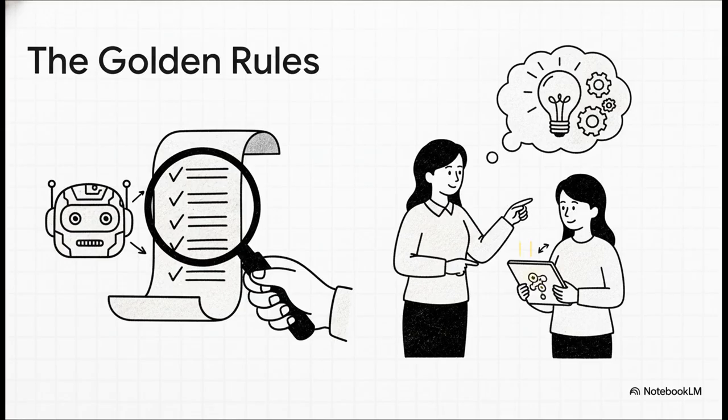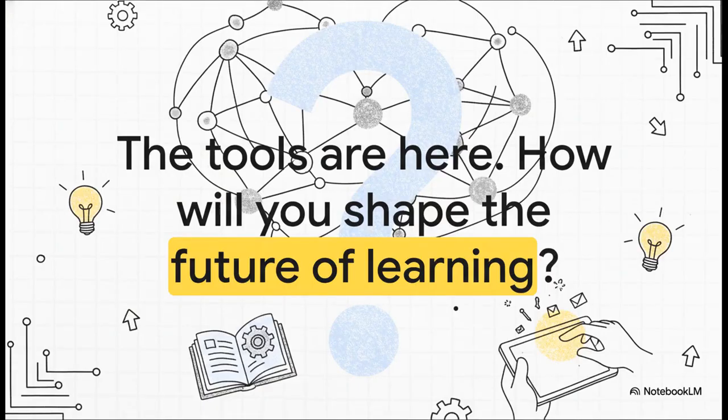And second, teach your students to do the exact same thing. Show them how to use these tools ethically as a starting point for their own critical thinking, not as a replacement for it. So, there you have it. A strategic guide, a real workflow for using AI in your work. The tools are here, and they're more accessible than ever before. So now the real question is, how will you use them to shape the future of learning?